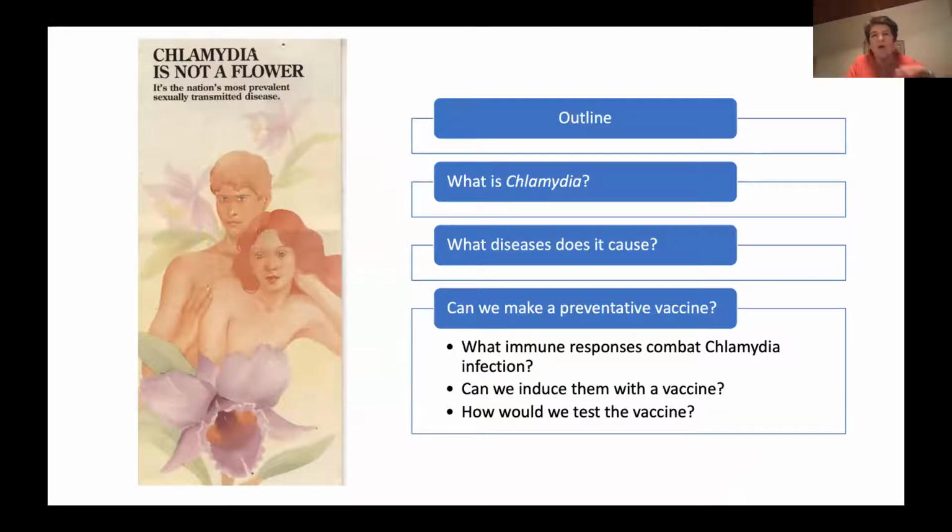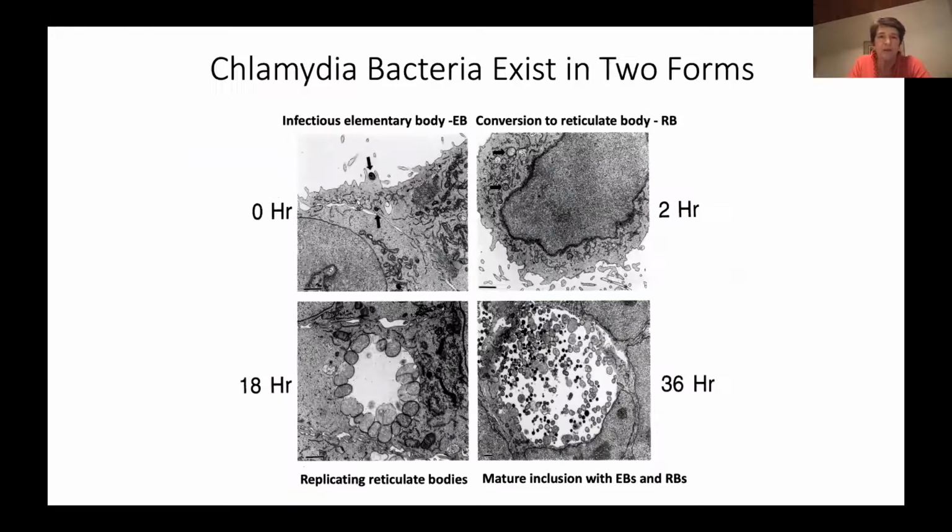So an outline of my talk is, first I'm going to tell you what is chlamydia, and then what diseases chlamydia causes, and then discuss the question, can we make a preventative vaccine? And if you're going to make a preventative vaccine, as Cam mentioned, you first need to know what immune responses combat the bacteria or the virus that you're trying to prevent. And then can we induce those responses with a vaccine? And then finally, once we get the vaccine, how are we going to test it? How are we going to get it to the clinic?